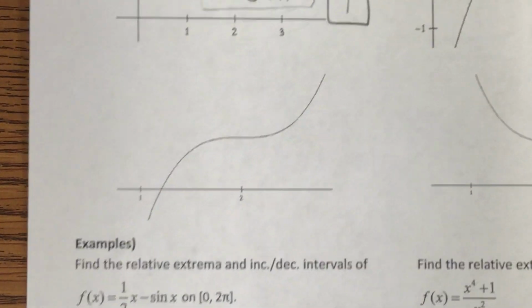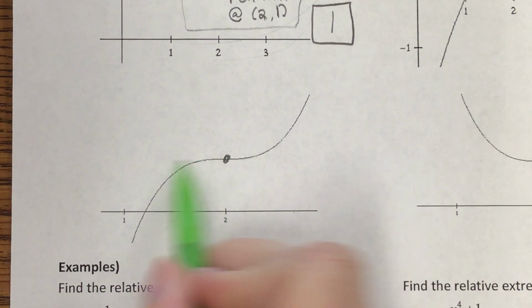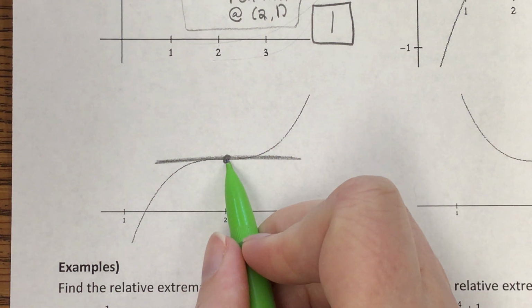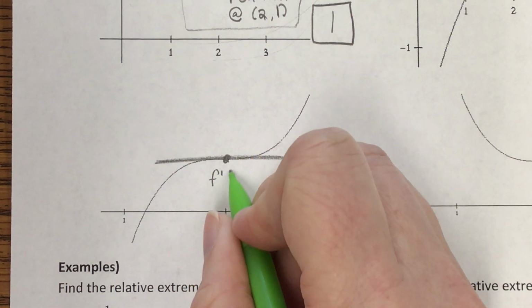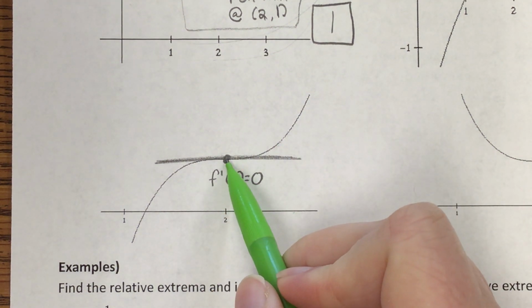Let's look at the third and the fourth. Let's focus on this guy right here. At this spot, we have a horizontal tangent line. The slope, meaning f prime of 2, is going to equal 0 at that very specific spot.